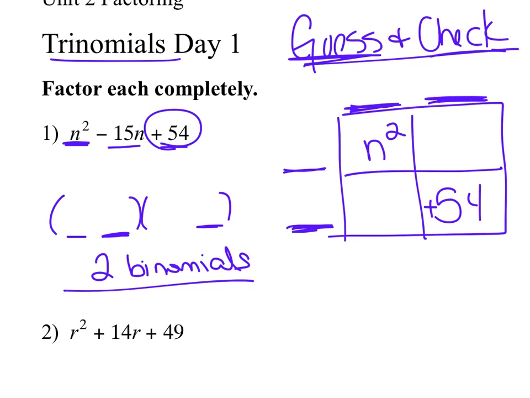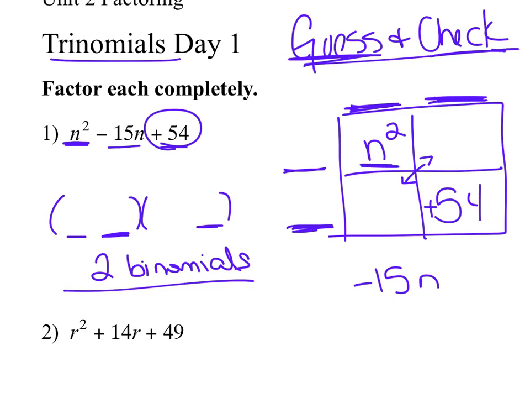The problem is where the check comes in: when you add these two together, you're going to get negative 15. But there's a lot of different ways you can get negative 15. That's where our check's going to come in. So we're going to guess some numbers, and then we're going to check our answers. And then if they don't work, we're going to try other ones. It's super fun. You'll see.